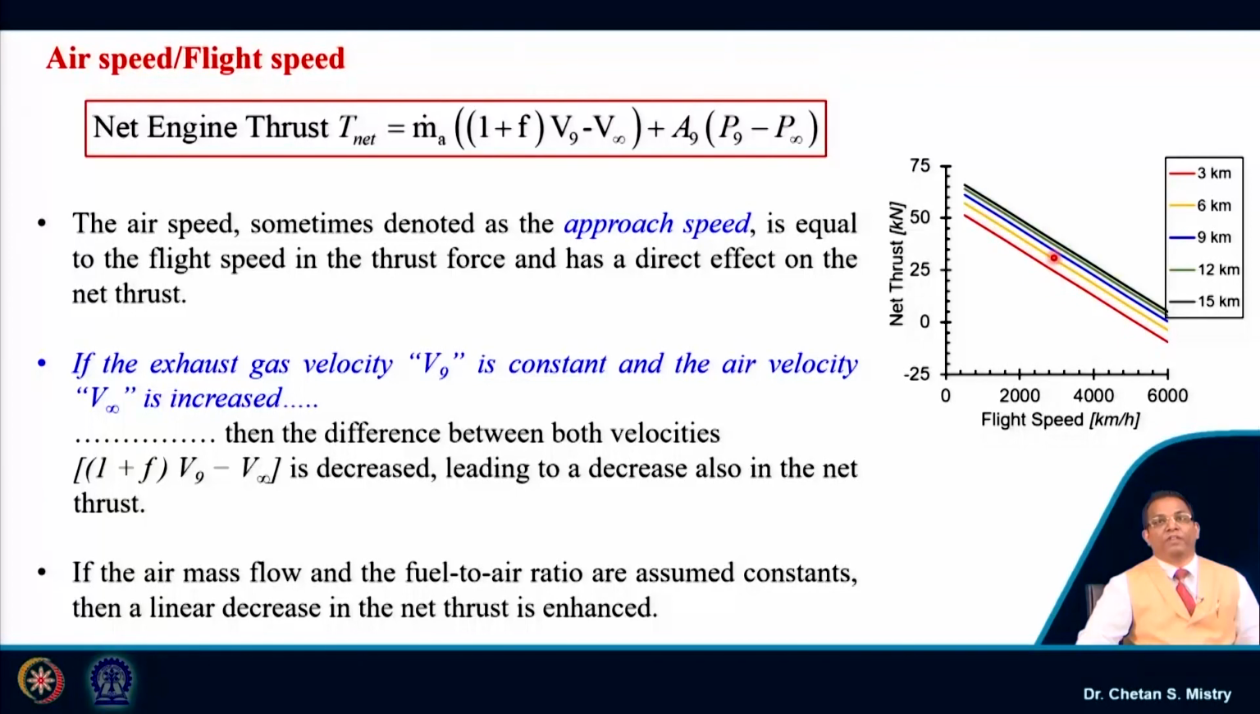And when the altitude changes, we will have a change of net thrust accordingly. So, if my air flow rate and fuel air ratio are both assumed to be constant, we can say my flight thrust will vary linearly in terms of my air speed or flight speed. This is very important for understanding how my thrust is affected by the flight speed.